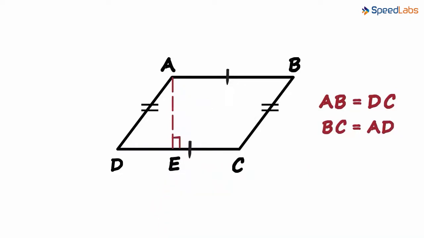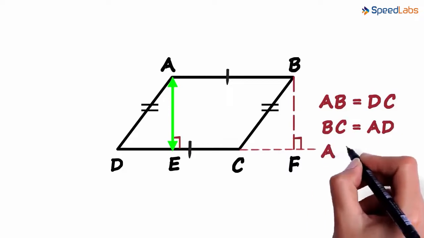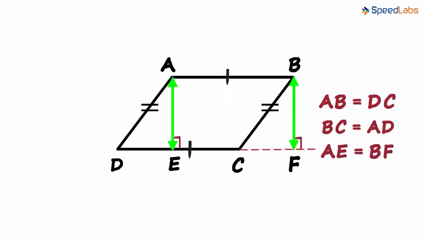We also have to drop an altitude from point B onto DC. In order to do that, we have to extend DC a bit. Now we can draw an altitude from point B to DC and call it BF. So in this case, AE and BF are the altitudes. We have two altitudes between two parallel lines.